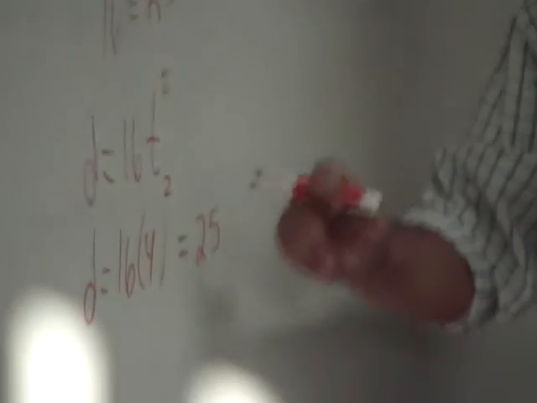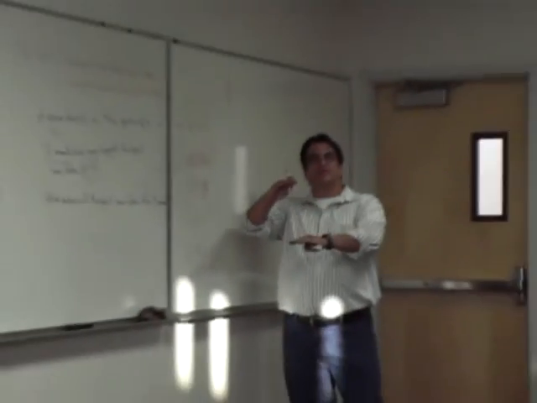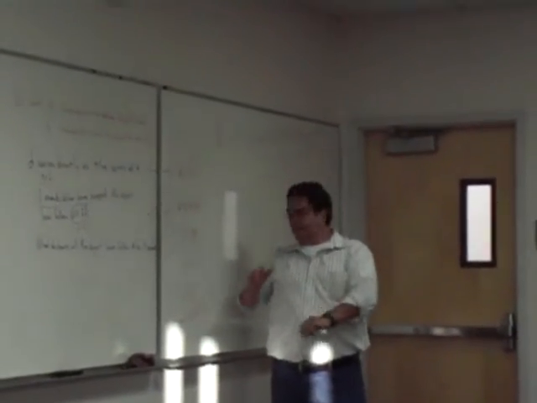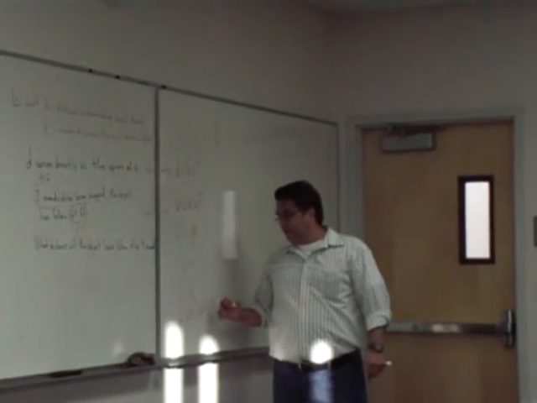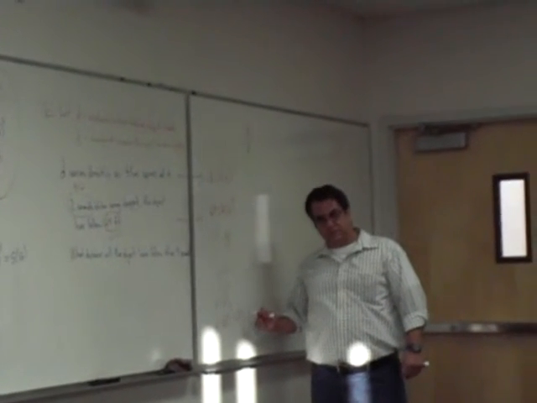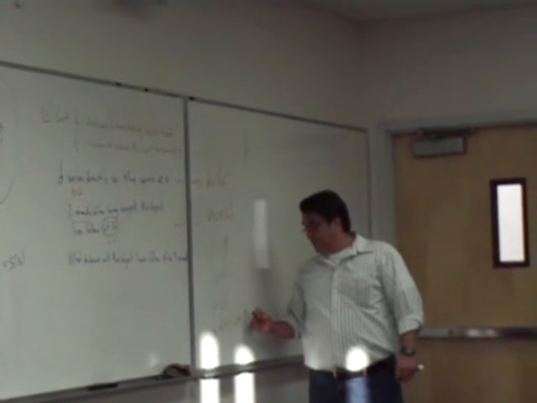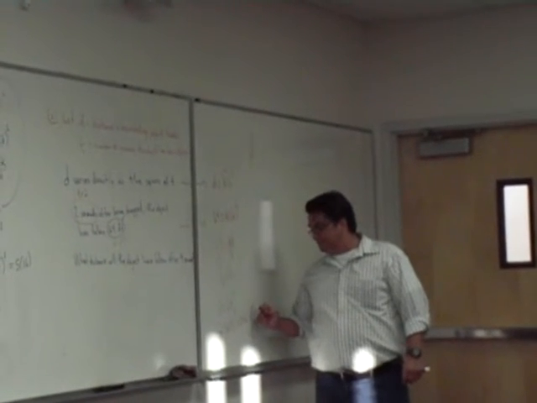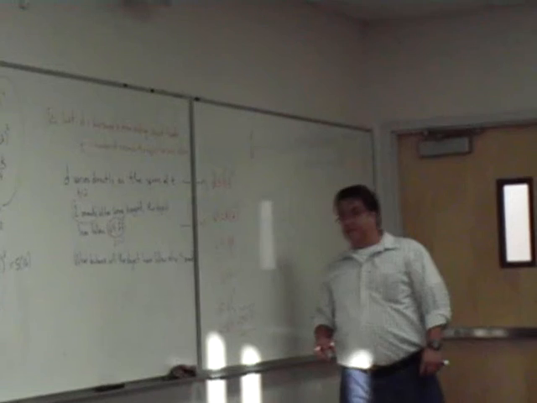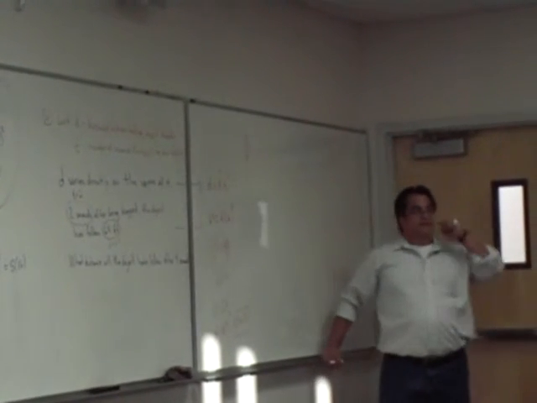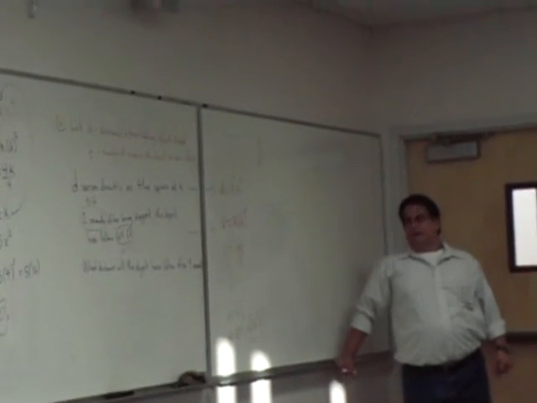How about that? The first 2 seconds it only went 64, but in 2 more seconds this object had already fallen 256. Is that what you said? 256. What units? Feet. That's right, 256 feet.